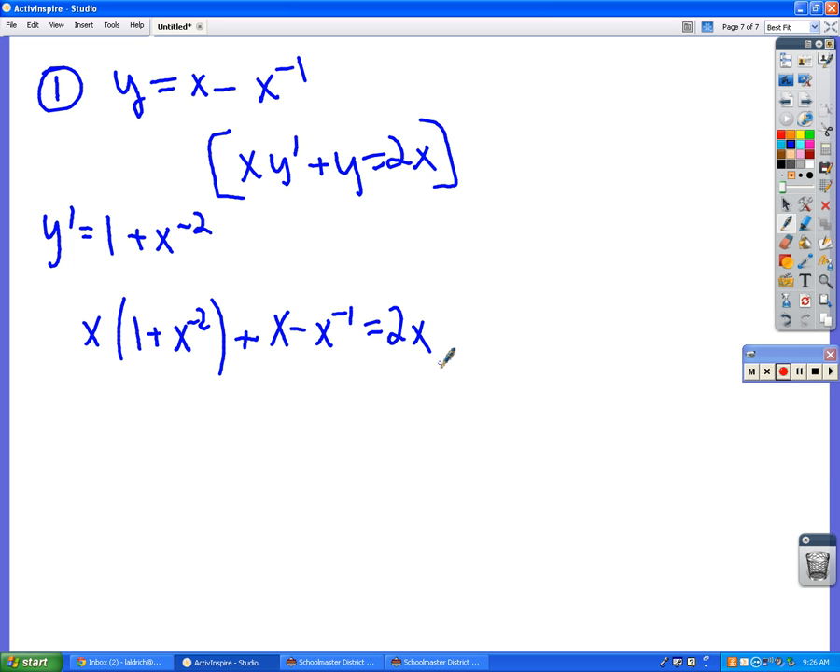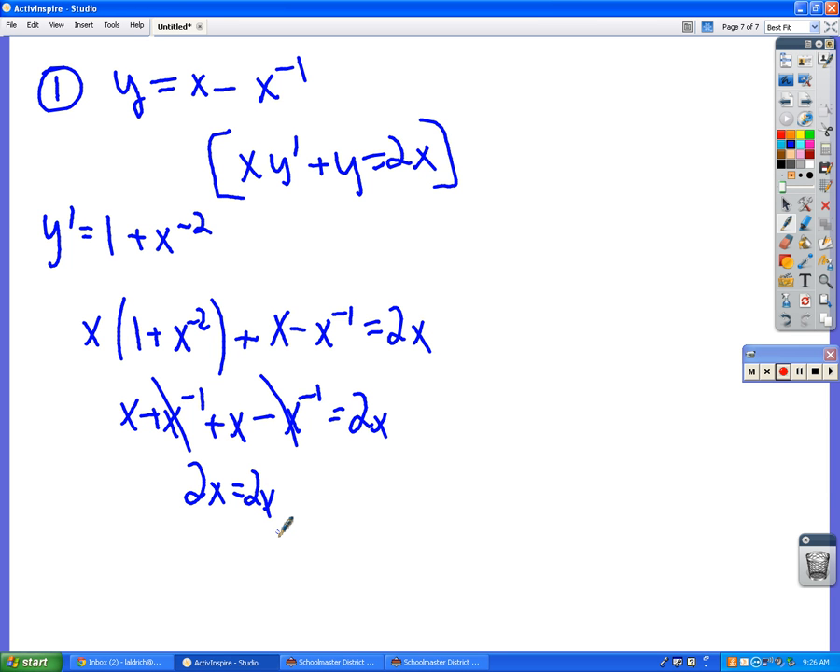Got it? Yeah, because if you distribute, the x times 1 is x. X times x to the negative 2 is x to the negative 1. Plus x minus x to the negative 1. 2x. Cancel, cancel. 2x equals 2x. So basically, once you plug them all in, we can just say the answer equals the answer. Well, no, I mean, you're supposed to show the work that gets that.